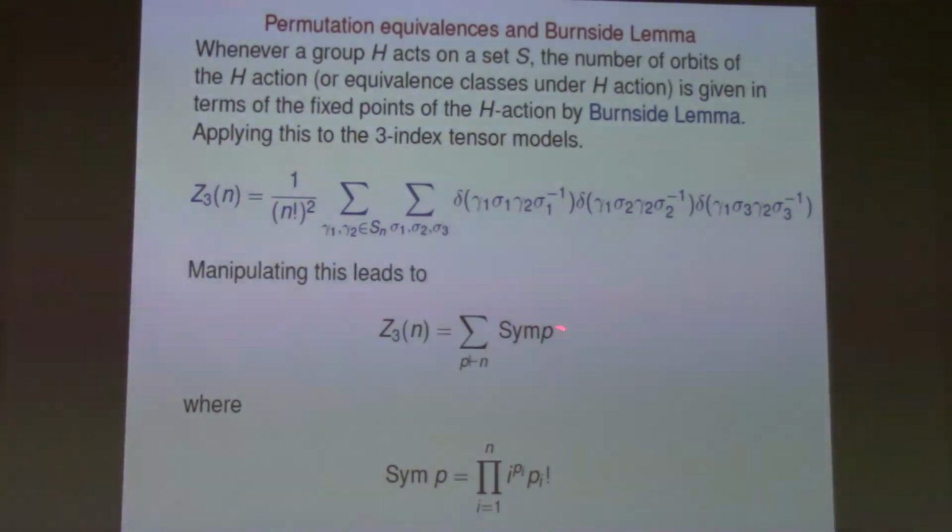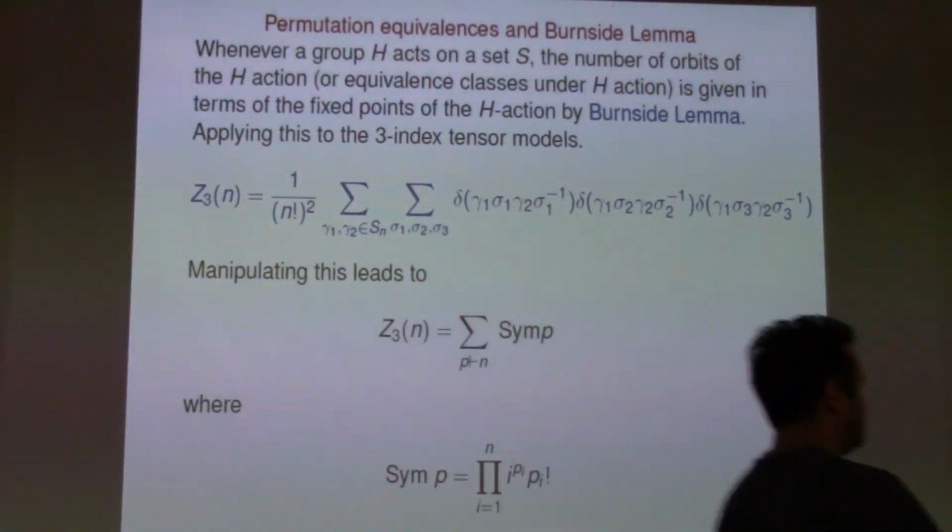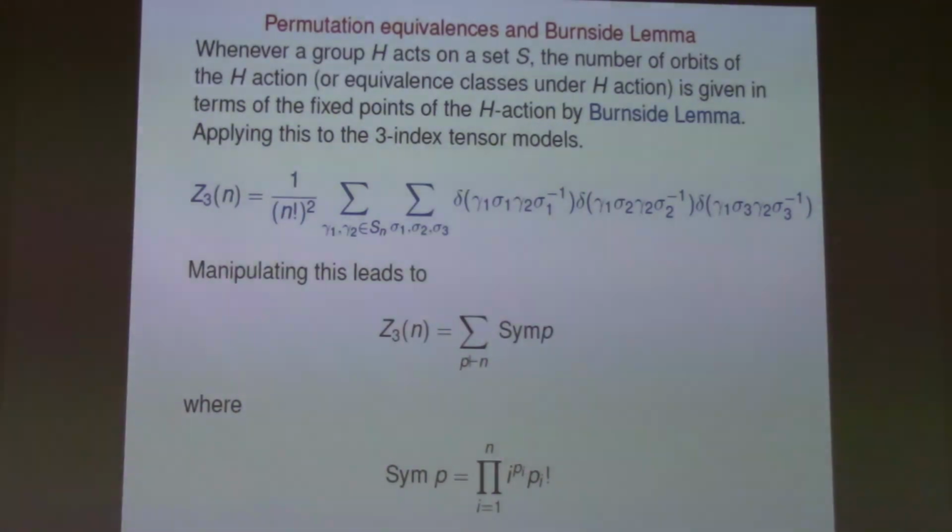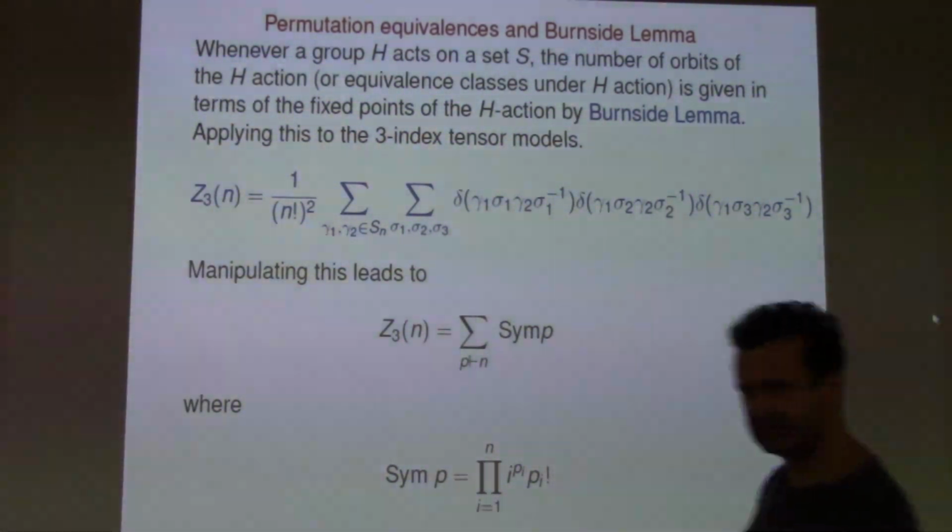this symmetry factor, by definition, is gamma sigma gamma inverse equals sigma. So if you give me a sigma which has a certain number of 1 cycles, 2 cycles, and 3 cycles, and so on, specified by partition, 1 to the P1, 2 to the P2, and so on. And I say, how many gammas satisfy this equation? How many gammas leave it fixed? It's that symmetry factor. So basically, from the deltas, in a few steps, you get to that.